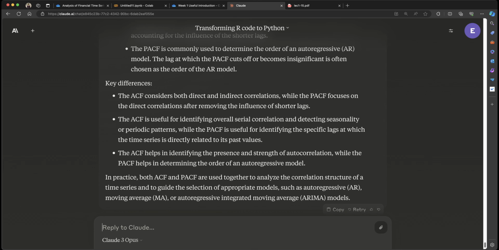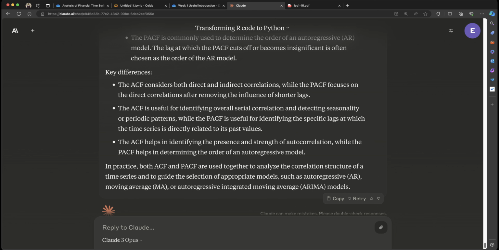And then the ACF is useful to identify overall serial correlation and in detecting seasonal or periodic patterns, while the partial autocorrelation function is useful for identifying the specific lag at which the time series is directly related to the past value. This is a perfect explanation. Sometimes this AI generates wrong information, but at least this information is correct. The ACF helps in identifying the presence and strength of autocorrelation, while the PACF helps in determining the order of the autoregressive model, because we know exactly where the correlation happens.